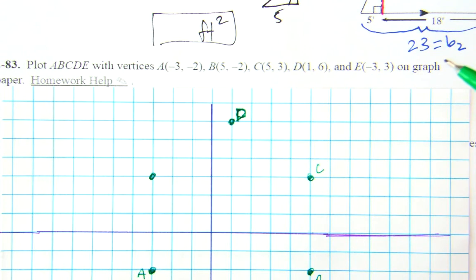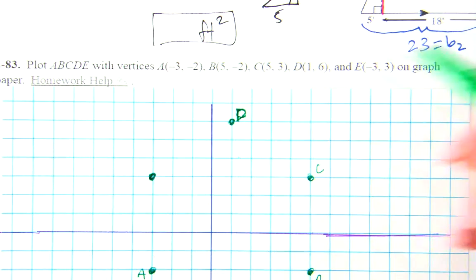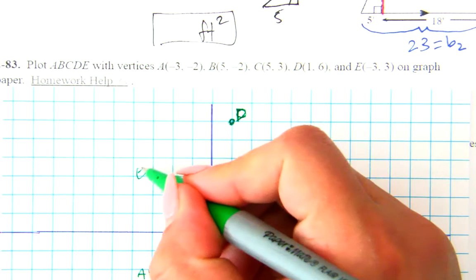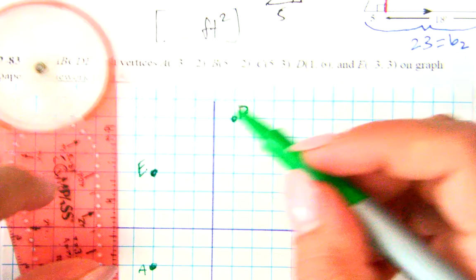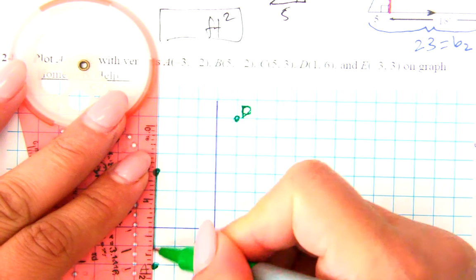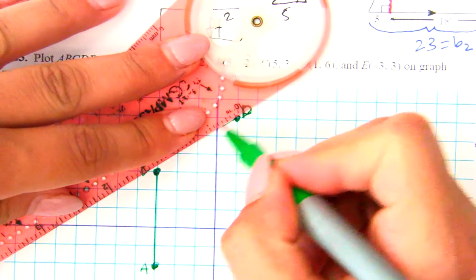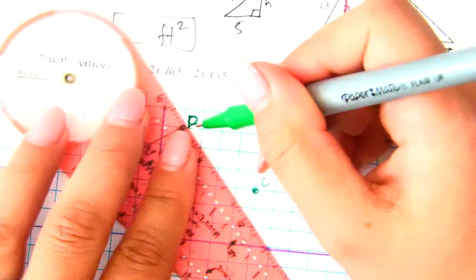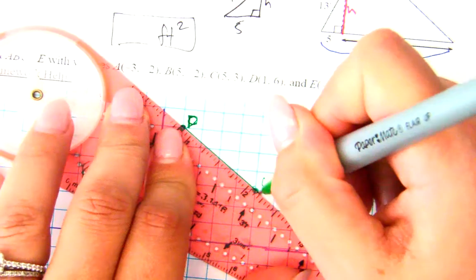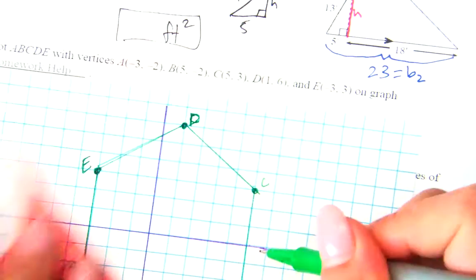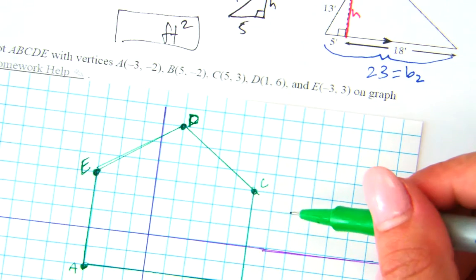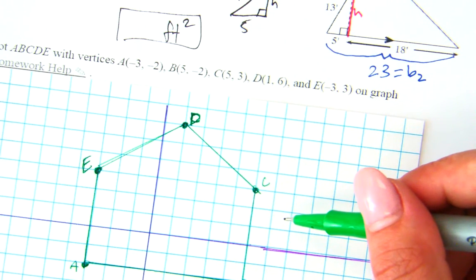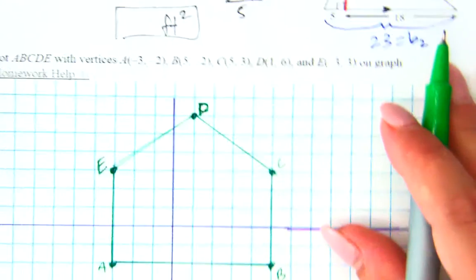Oh, I'm going to run out of space. Shoot. I already know I'm going to run out of space. This is way too big of a figure not to run out of space. Alright, well, we'll do the best that we can, because it's just going to have to end up being off the paper. Some of these should work. The only one that's going to be off the paper is D. D is definitely going to be off the paper.